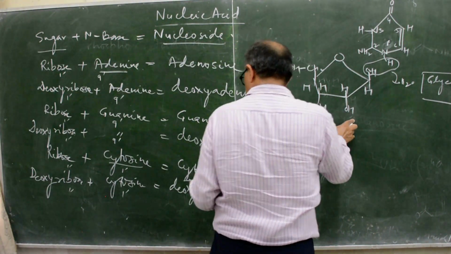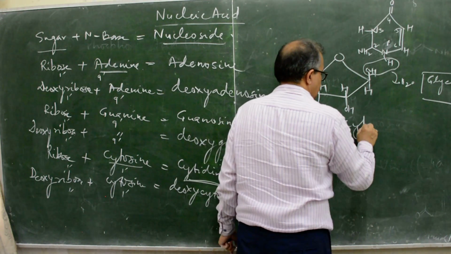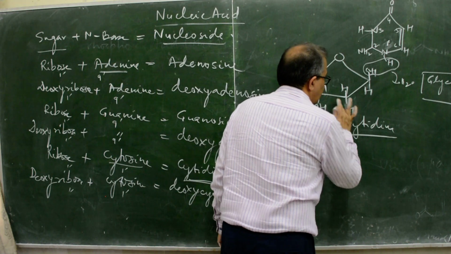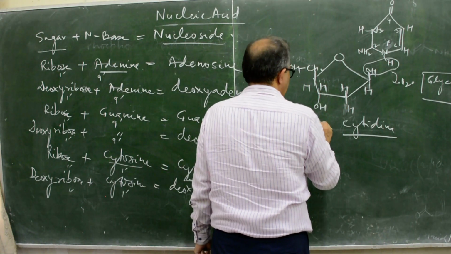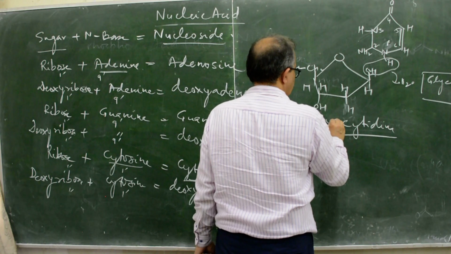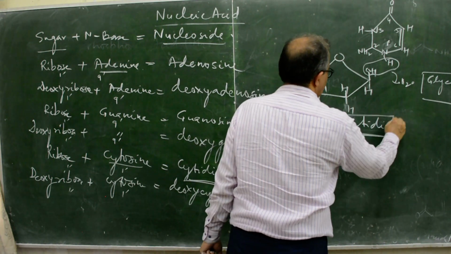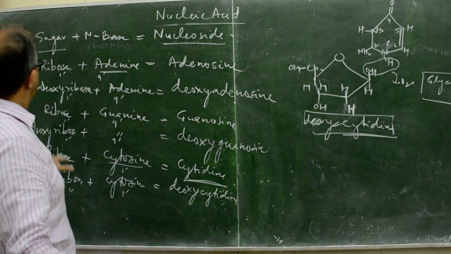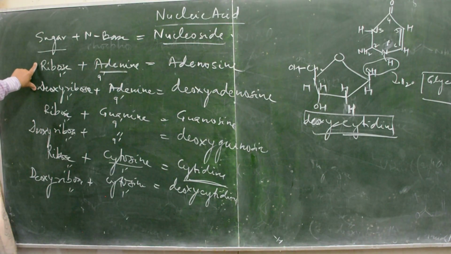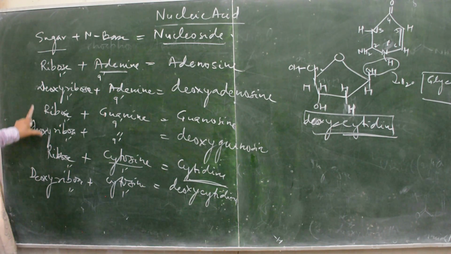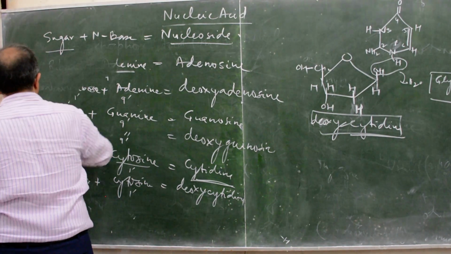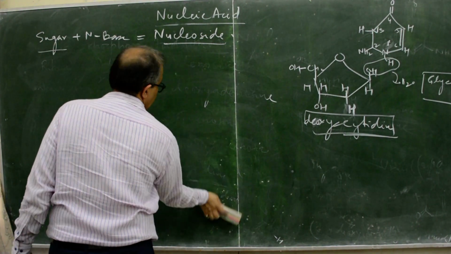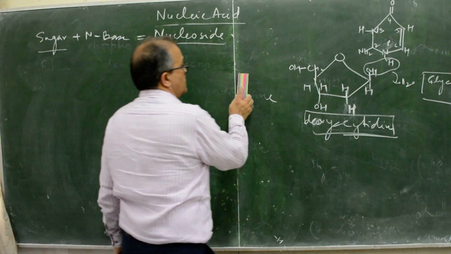So this is cytidine, but for deoxycytidine, you remove this oxygen, then this will be deoxycytidine. This is the sketch, absence of oxygen. I have already shown you these 6. There are only 2 more nucleosides I have to show you.